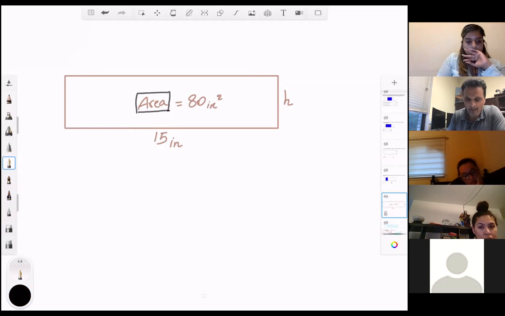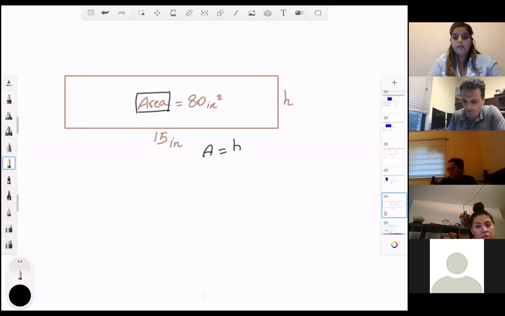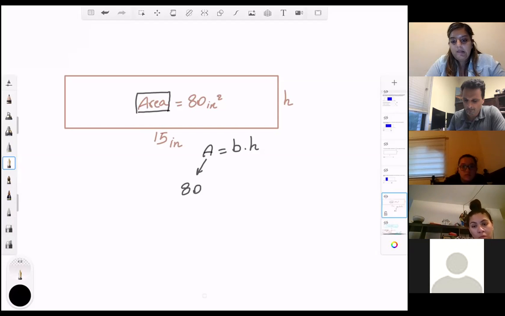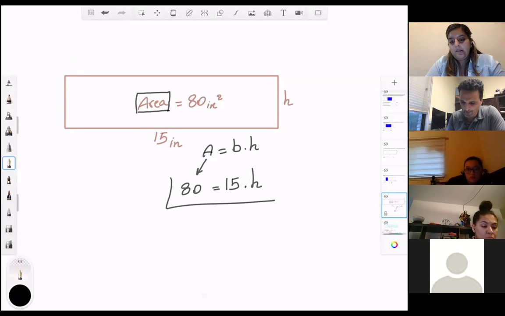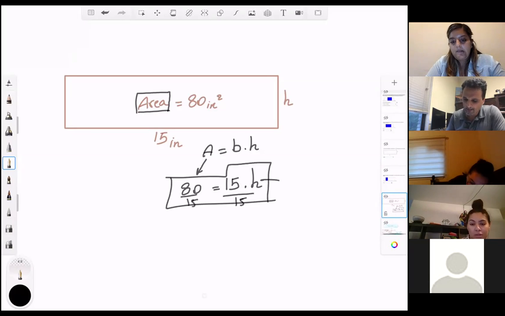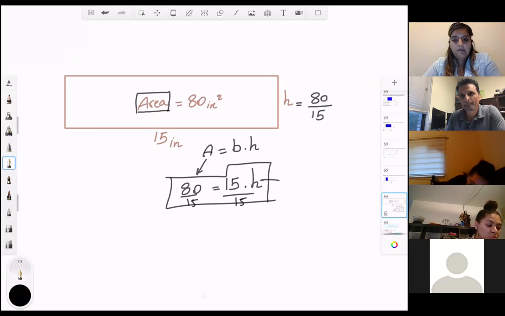In your note sheet, area A equal to base times height, correct? In this example, they give us the area, correct? Equal to, we have the base, we are looking for H. So we have one equation, one unknown, correct? How do we solve for H? We divide by 15, divide by 15, and H equal to 80 divided by 15. If you divide both of them by 5, you get 3 here.